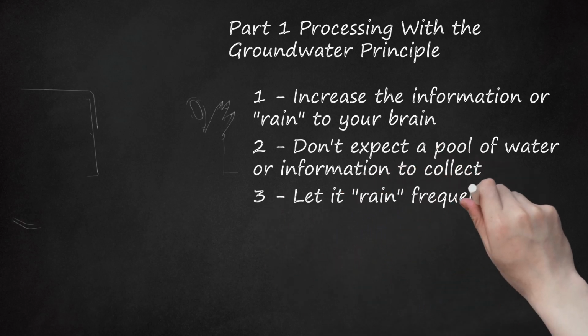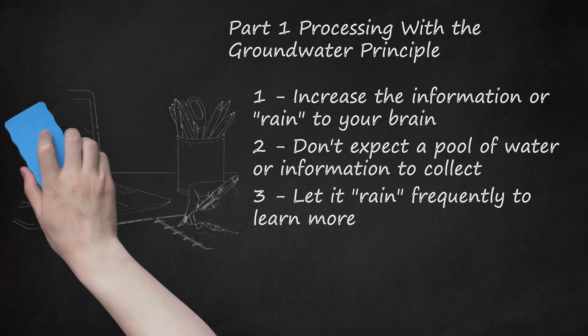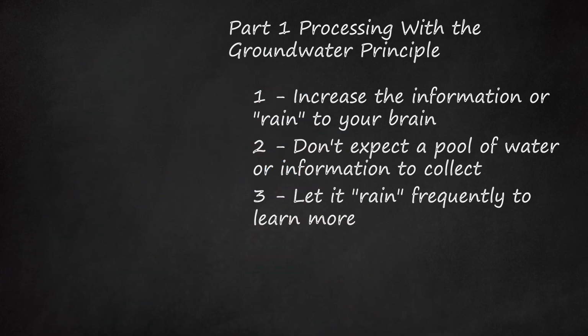3. Let it rain frequently to learn more. One way to make sure your soil absorbs water at a steady rate is to let it precipitate frequently. In other words, you need to revisit information frequently over a longer period to help absorb the information. It helps if you keep up with your classwork as you go along, if you're studying for a class. That way, you're not trying to learn it all right before the test.